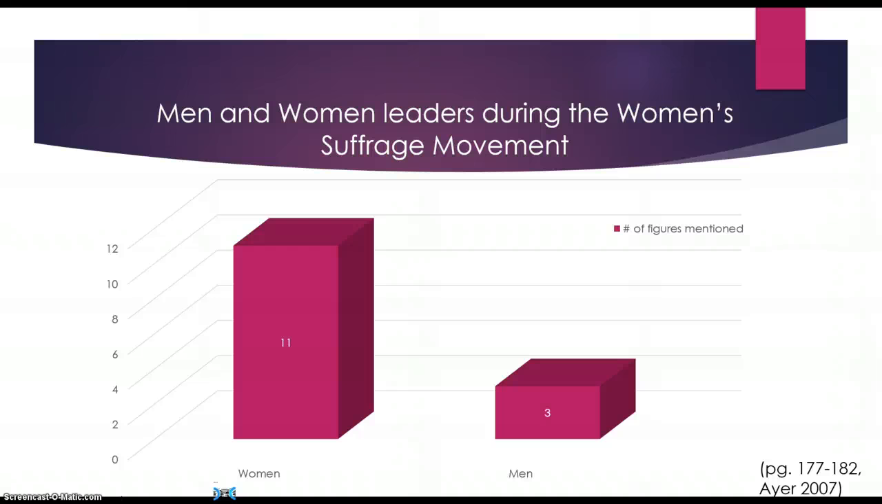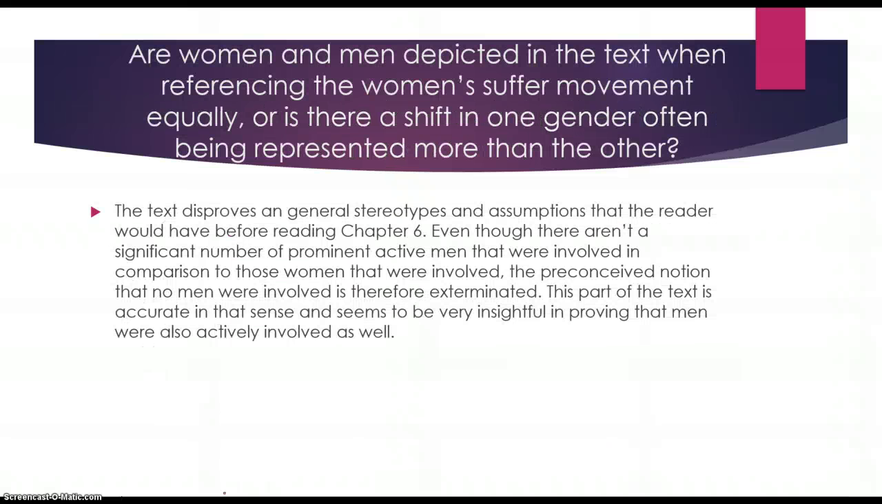I created this chart entitled Men and Women Leaders During the Women's Suffrage Movement. What I did was count the many prominent leaders that were included in the text during the women's suffrage movement. The number of women that were listed in the text was 11, and the number of men listed in the text was 3. This graph does prove that there were men that were actively involved in the women's suffrage movement. The text disproves general stereotypes and assumptions that the reader would have before reading Chapter 6.